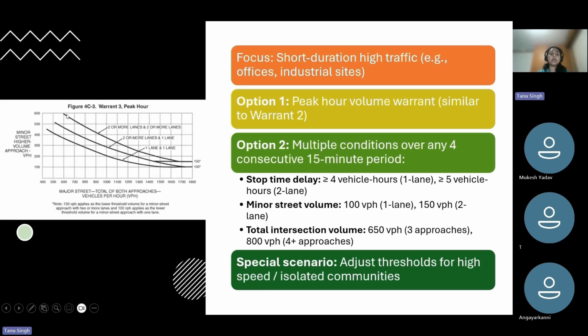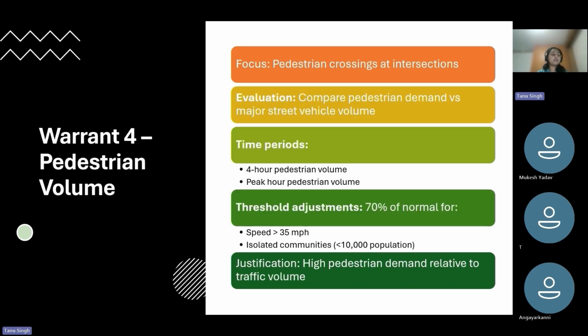So warrant 3 also has this threshold line depending upon the number of lanes present on both the minor and the major street, and if it is above the threshold line, this justifies the condition for warrant 3. This warrant mainly helps us serve the number of vehicles present at workplaces such as offices or industry areas. Now coming to warrant 4.